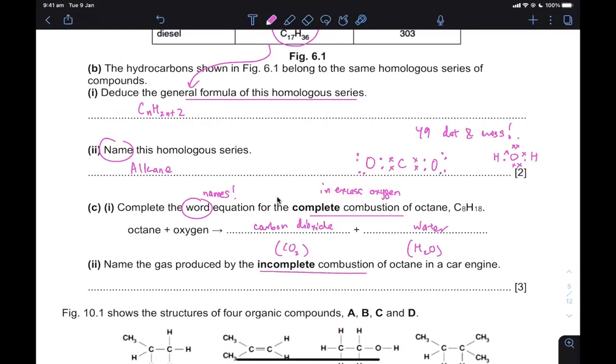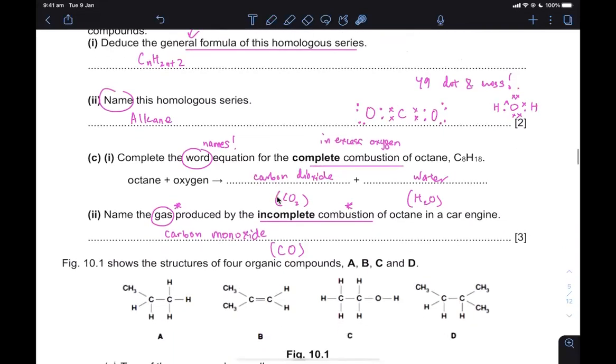So they want the incomplete combustion. For incomplete combustion, they also want the gas, so they don't want any solid. Of course, you could also get solid carbon produced due to incomplete combustion, but they want the gas specifically, so it's not carbon dioxide, it's carbon monoxide. This is the gas that is a silent killer. The formula is just 1 oxygen, CO. Of course, they are not asking for the formula, they're asking for the name itself.